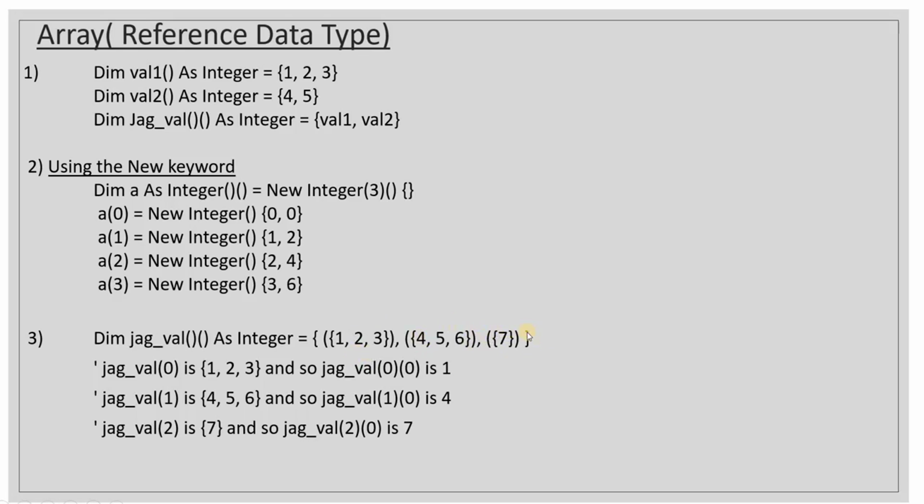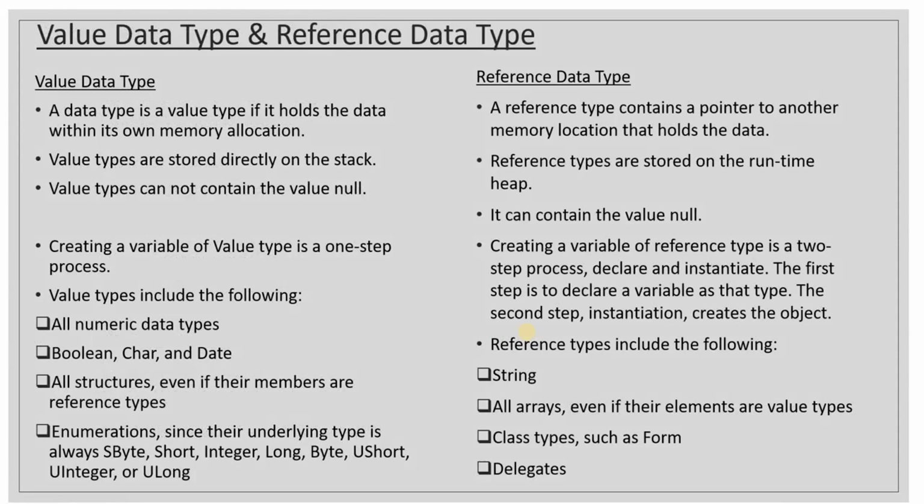Okay. Next is the value data type and reference data type. Here we have already read about the array. Array is a reference data type, where we use a reference. And another one is the value data type. So let's read about the value data type and reference data type. What is the difference?